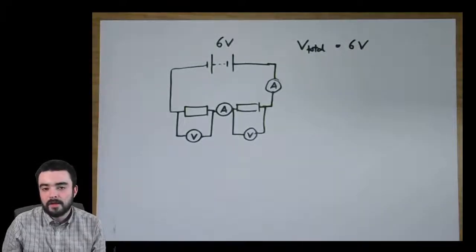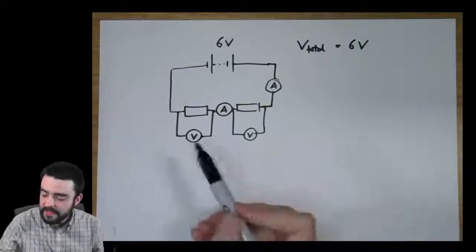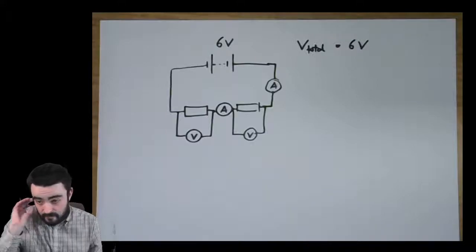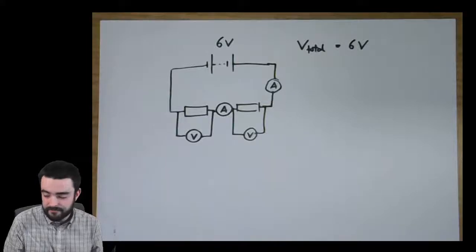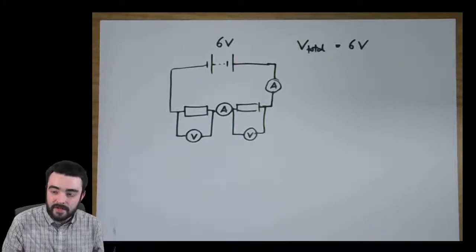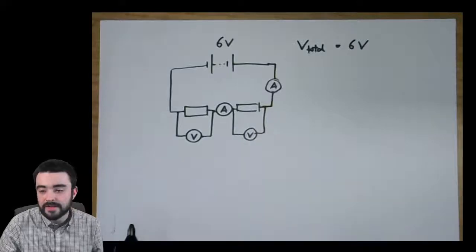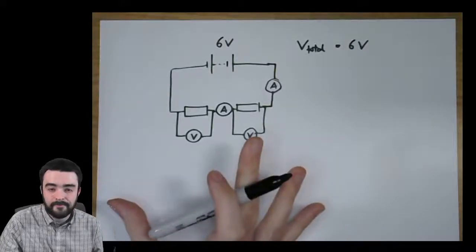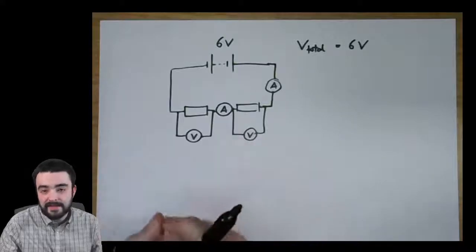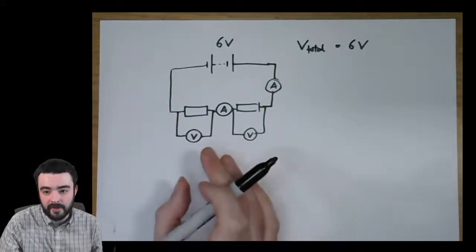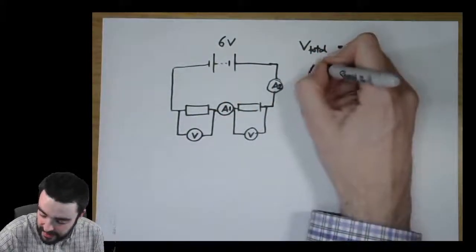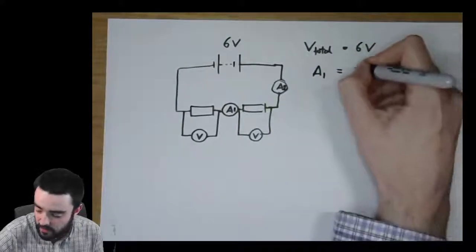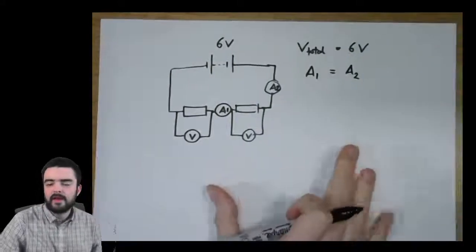Okay. So the first thing we're going to think about is the current. So we can measure our current with ammeters, and ammeters tell us what the current is going to be at that location. In a series circuit, the current is going to be the same everywhere. So if we call that A1 and that A2, we know that we can say that A1 is going to be equal to A2. Now, why is that?